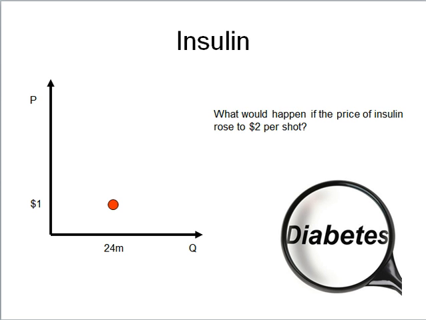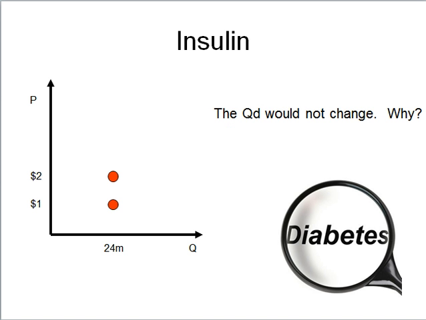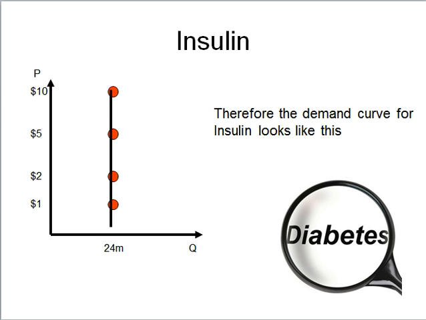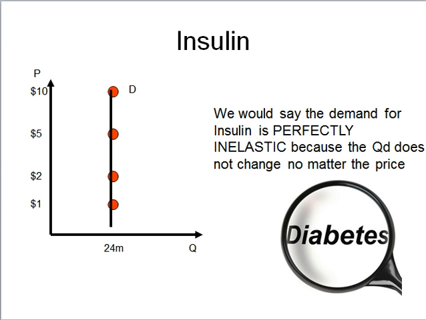Say the price jumps up a little bit. It's $2. Quantity demanded isn't going to change. Why? Because all of those diabetics need that insulin. Jumps up to $5, still doesn't change. If it goes up to $10, it still does not change. So the demand curve is going to be straight up and down. This is a special case where it's perfectly inelastic because the quantity demanded does not change. Okay, so this is kind of a special case where it's perfectly inelastic, so it does not change at all.